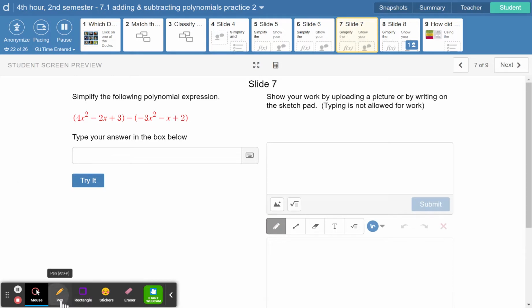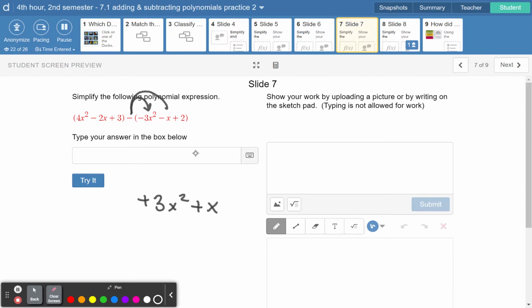Slide number 7 is a little different because of this negative sign. You want to distribute. Negative times a negative gets you a positive 3x squared. Negative times a negative gets you a positive x. Negative 1 times positive 2 gets you a negative 2. And remember, that's a 1 there, a negative 1. And then there's nothing in front of the first parenthesis, so I can rewrite it because there's nothing to distribute.